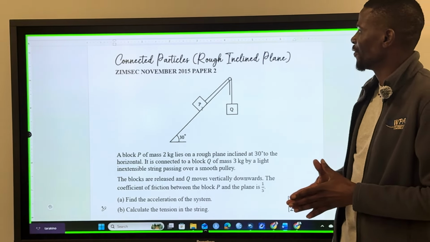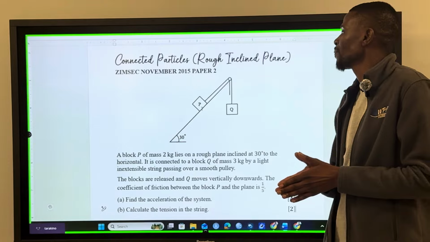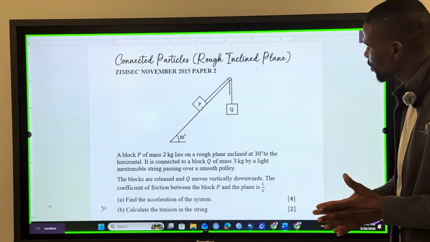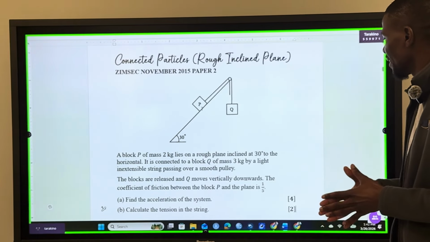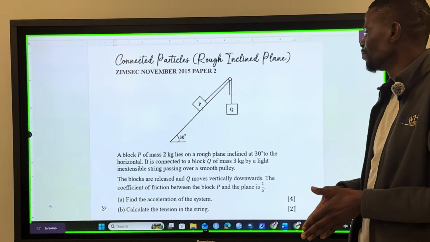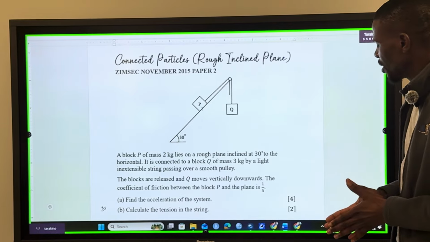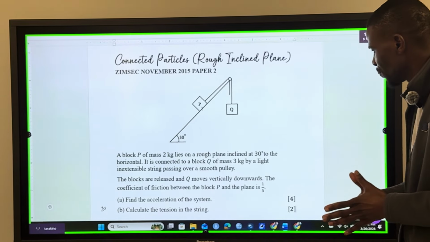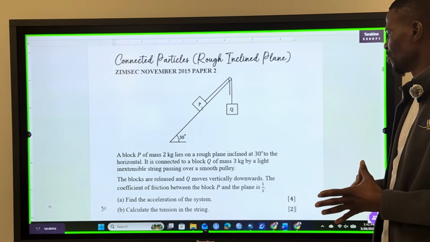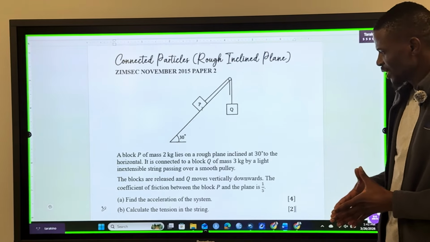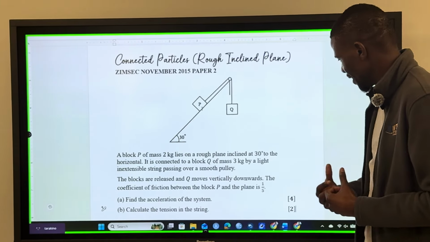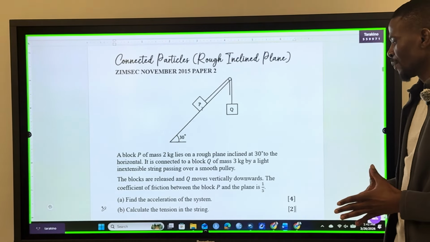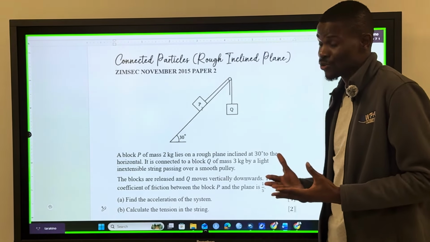Right. So we have a ZIMSEC November 2015 Paper 2 question. It reads, a block P of mass 2 kg lies on a rough plane inclined at 30 degrees to the horizontal. It is connected to a block Q of mass 3 kg by a light inextensible string passing over a smooth pulley. The blocks are released and Q moves vertically downwards. The coefficient of friction between the block P and the plane is 1/5. A. Find the acceleration of the system. B. Calculate the tension in the string.